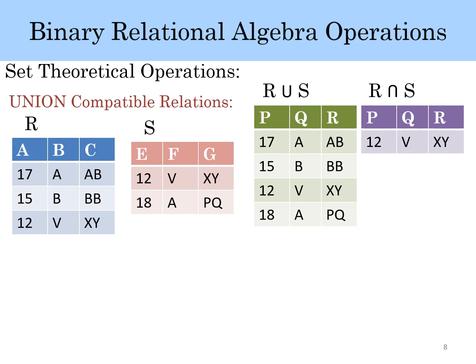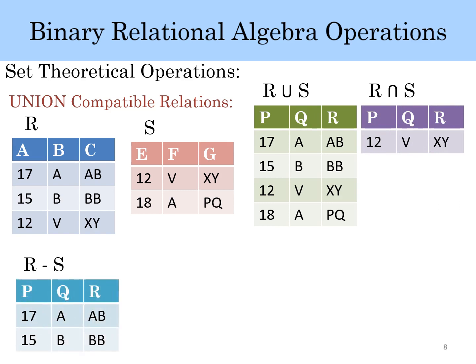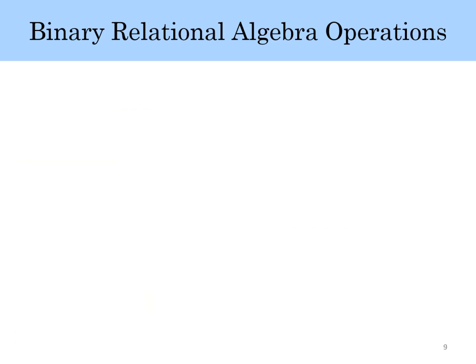12bxy is the intersection. Similarly, R minus S is the rows which are in R and which are not in S, and S minus R are the rows which are in S but not in R. These are the results of set theoretical operations.